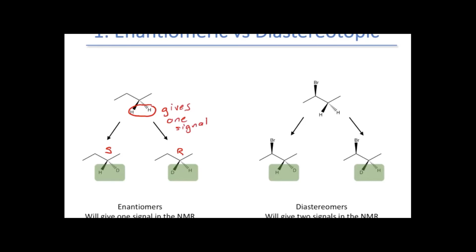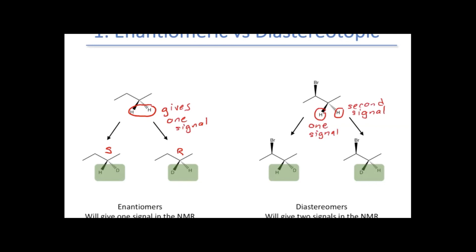If when you replace one of the hydrogens, you end up with a diastereomer, then you would get two signals. You would get one signal for your first hydrogen, and a second signal for the second hydrogen. So it's one thing to watch out for with diastereomers: you end up with more peaks in the hydrogen spectra than you would expect.